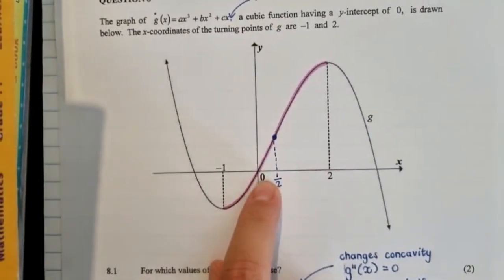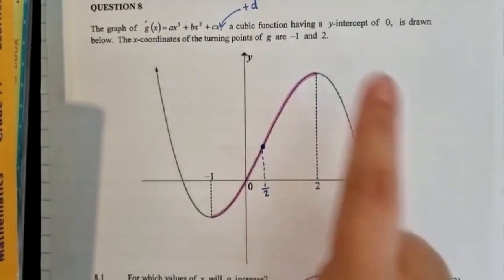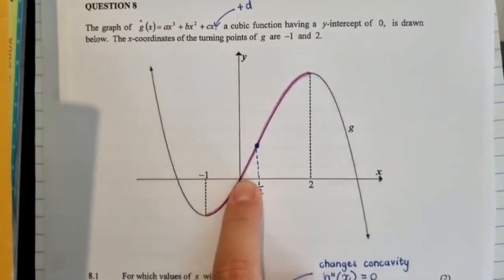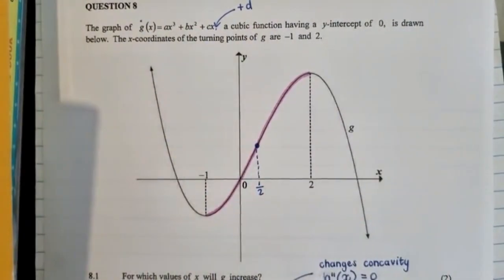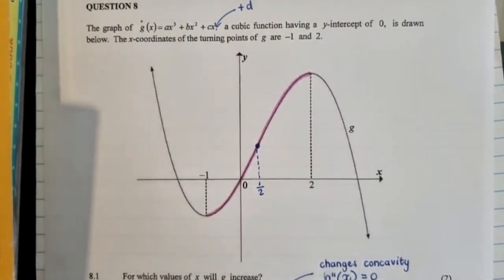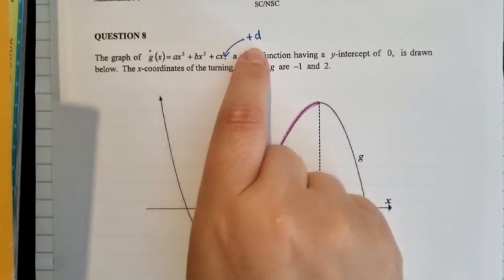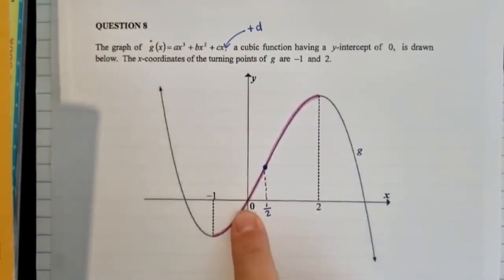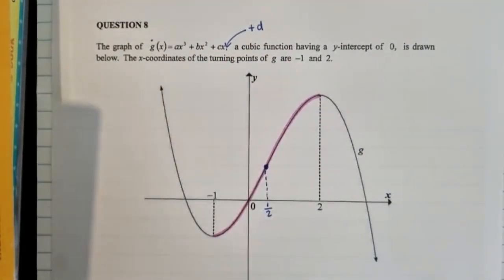What happened to d in the equation? d was 0 because the y-intercept of this graph is 0. Sorry, it's because I'm reading questions at the same time as answering questions. Let me just focus. In this equation, d is always your y-intercept, so the y-intercept is 0, meaning that d is 0.